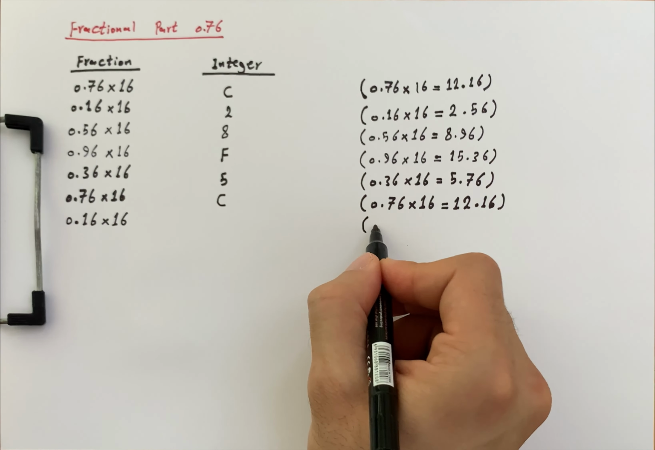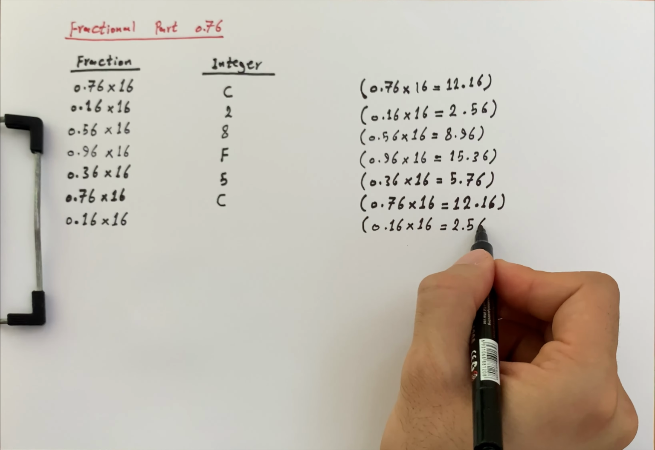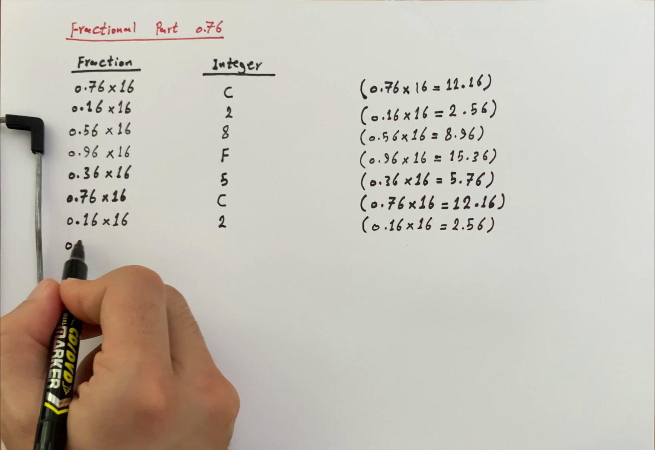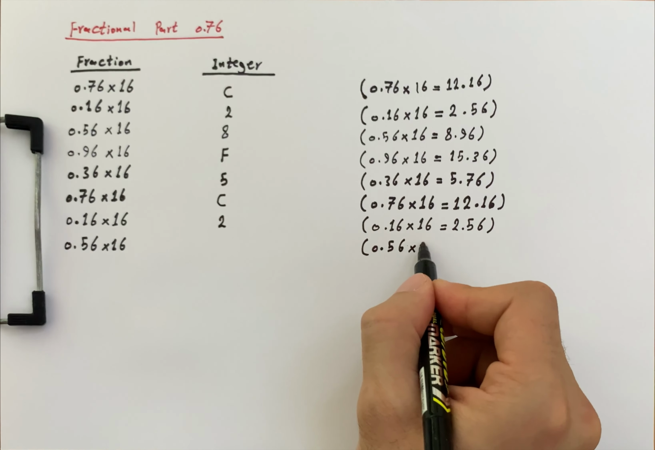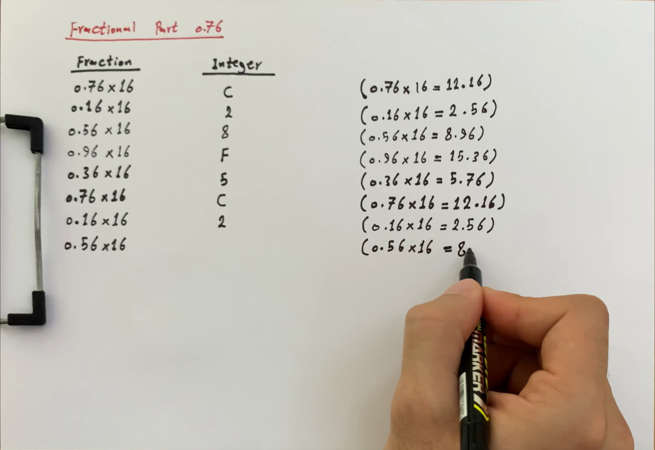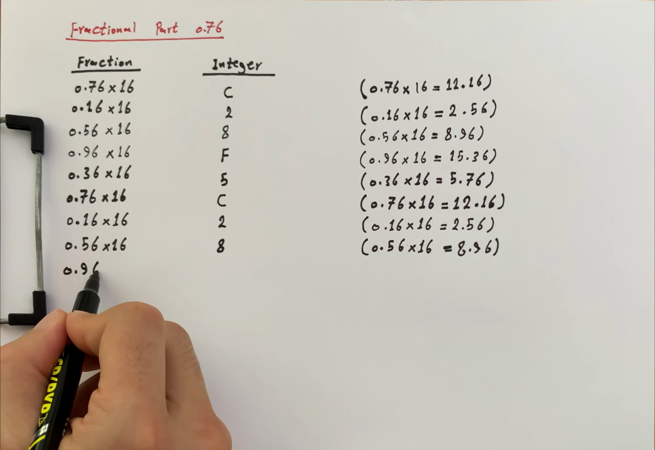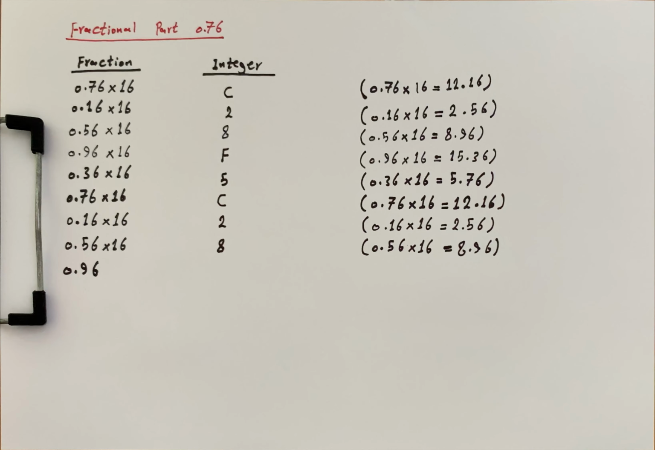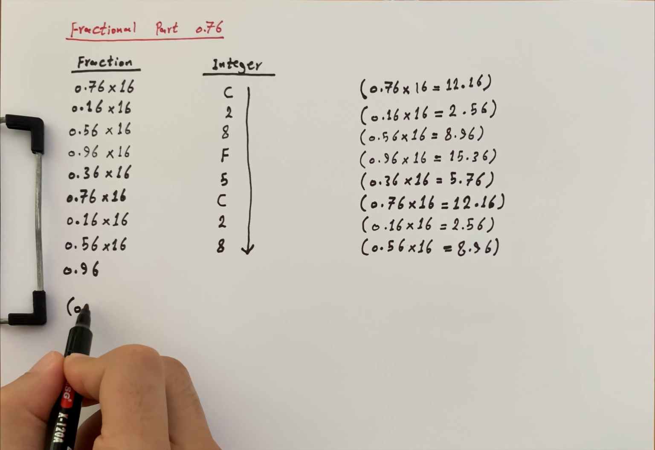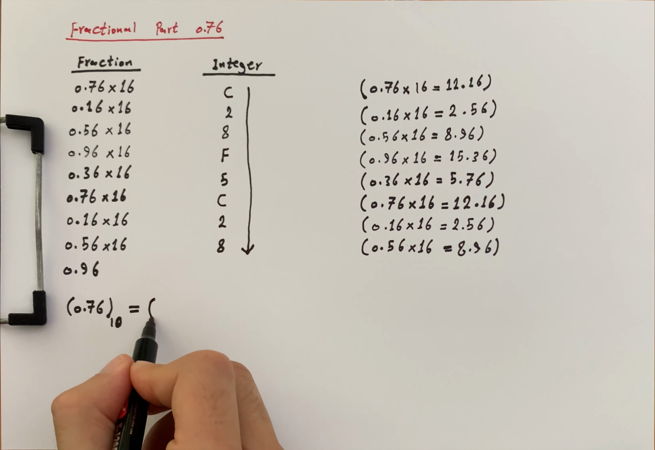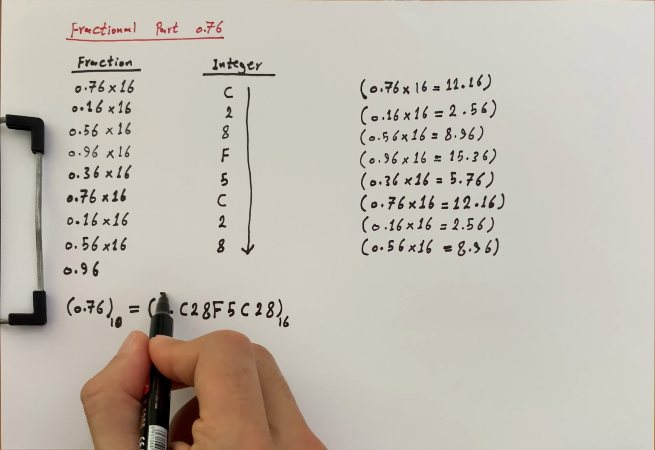Multiply the number 0.16 by the base 16 equal to 2.56. So the integer part is 2 and the fractional part is 0.56. Multiply the number 0.56 by the base 16 equal to 8.96. So the integer part is 8 and the fractional part is 0.96. Stopping at 8 decimal places, traverse the integer column from top to bottom. So the number 0.76 in decimal is equal to 0.C28F5C28 in hexadecimal.